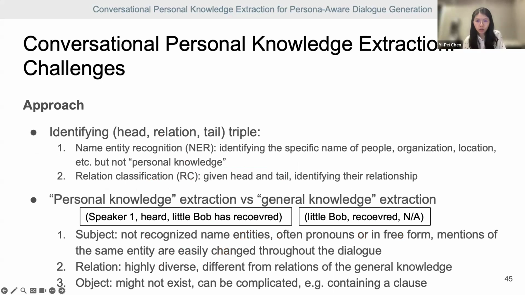And for approaches, this task is a difficult information extraction problem. To identify the knowledge triple, the conventional information extraction approach consists of two steps. The first step is named entity recognition, and the second step is relation classification. However, the subjects of the personal knowledge are usually not well-known entities, such as the speaker one or the little Bob here. And the relation types are highly diverse because we are extracting personal knowledge. So it is much more diverse than conventional information extraction tasks, which might be constrained to, like, the news domain. And lastly, the objects might be very complicated. For example, the object of the first example is "little Bob has recovered", which is a clause. Or the object might not exist at all.